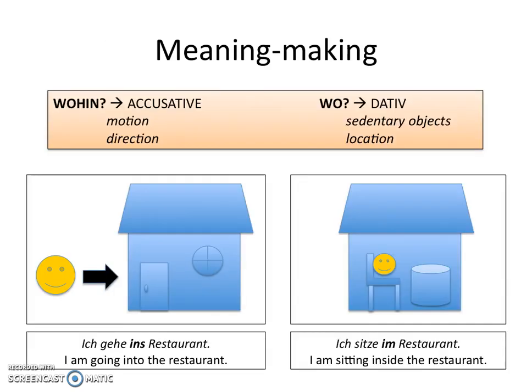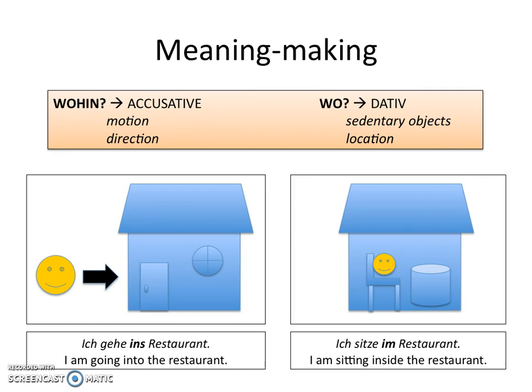Knowing when to use which two-way preposition is inherently tied to meaning making. When you want to describe motion or direction, answering the question wohin, you use the accusative case. For example, you would say, ich gehe ins Restaurant, or I am going into the restaurant. When you want to describe sedentary objects or location, answering the question wo, then you use the dative case. For example, ich sitze im Restaurant, or I'm sitting inside the restaurant.